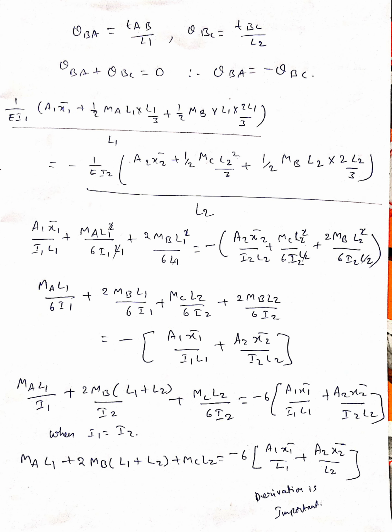This is the case when I1 is not equal to I2. Okay. When I1 equal to I2, MA L1 plus 2MB into (L1 plus L2) plus MC L2 equal to minus 6 into (A1 x1 bar by L1 plus A2 x2 bar by L2). This is the three moment theorem or Clapeyron's theorem. So this is the proof.